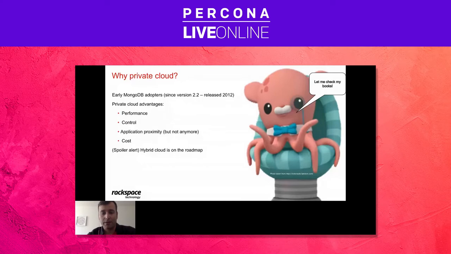Now, why private cloud? If you read the abstract, we're going to discuss about the migration in private cloud, not public cloud. And again, here I'm going to play the card of early adopters. Mongo 2.2 released in 2012. They started using Mongo on their very early versions. Public cloud back then wasn't mature for heavy database workloads. Since then, obviously, there is a tremendous evolution, especially the past couple of years, that make public cloud more desirable for database workloads. And spoiler alert, it's on our roadmap to use a hybrid cloud solution at some point, and why not a native cloud solution, public cloud?